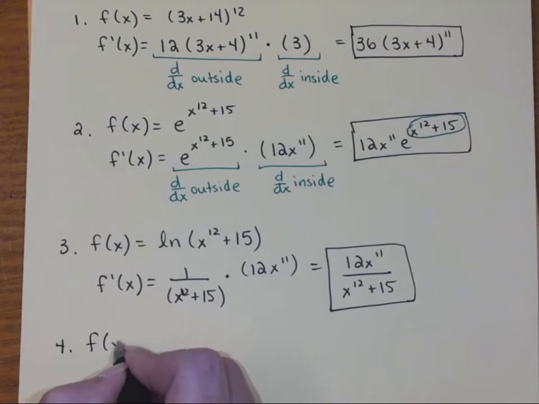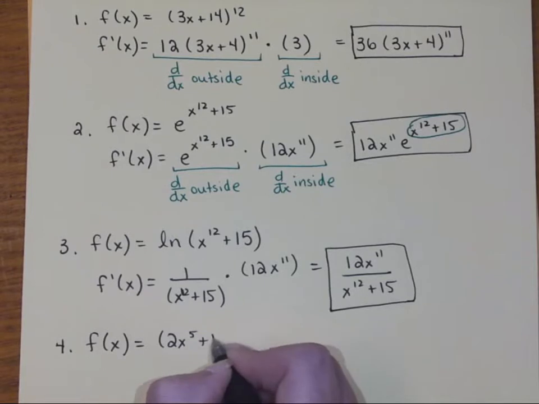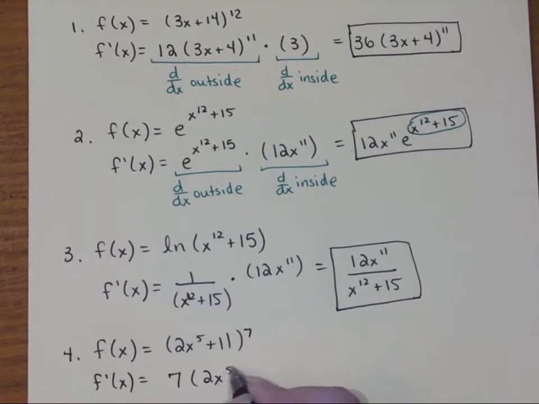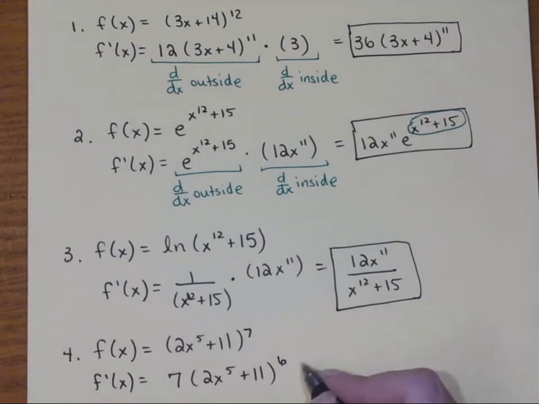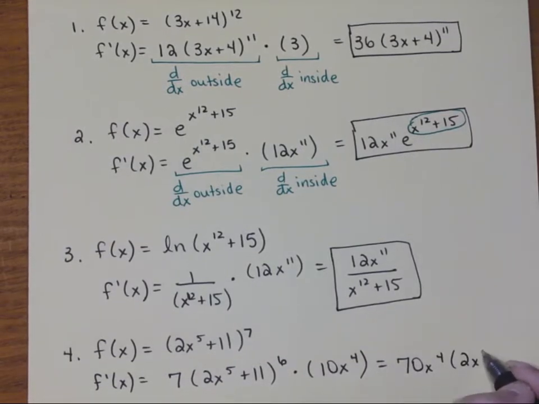Number 4, f of x equals 2x to the 5th plus 11, all to the 7th. So the derivative is going to be power rule first, right? So 7 times that thing to the 6th power. So that's like the derivative of the outside times the derivative of the inside, which is just 10x to the 4th. So then when you clean it up, you have 70x to the 4th times the parentheses thing.